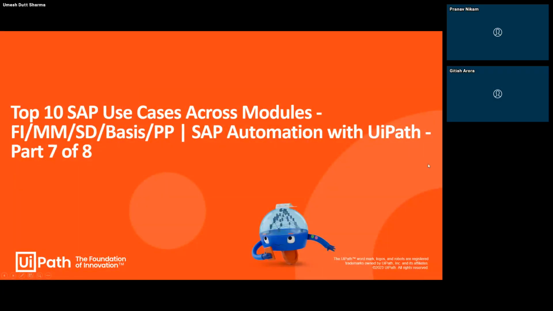Moving ahead with today's topic. Today's topic for SAP automation is we will be covering top 10 SAP use cases across the different modules of SAP, which will include FI, Finance, MM, SD, Basis, and PP. So we'll deep dive into what are the use cases for which we can create an automation and how we can quickly get started with the development, or what are the blogs or other materials on the online portals that can really help us to quickly get started.